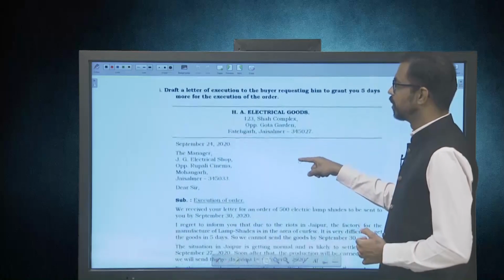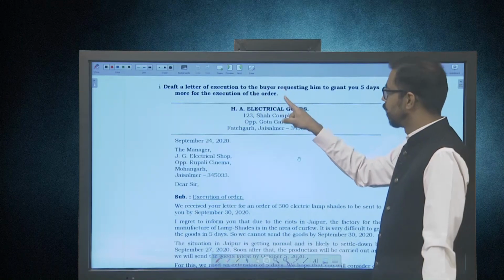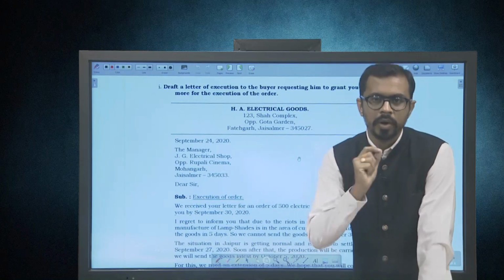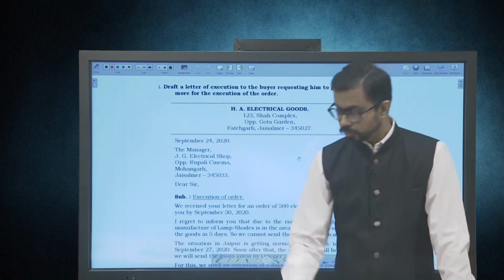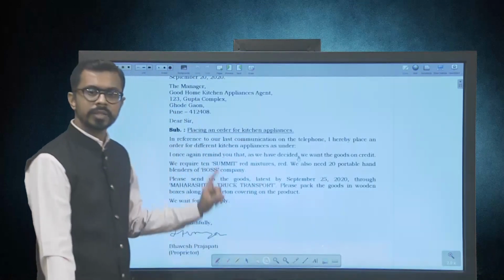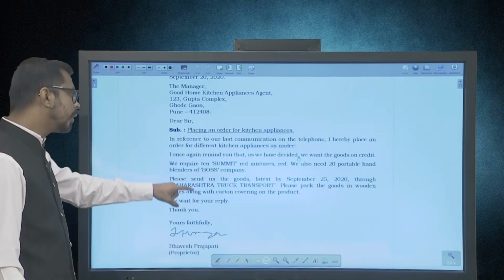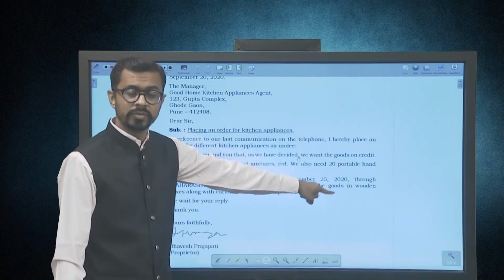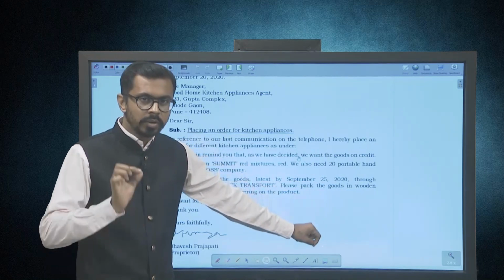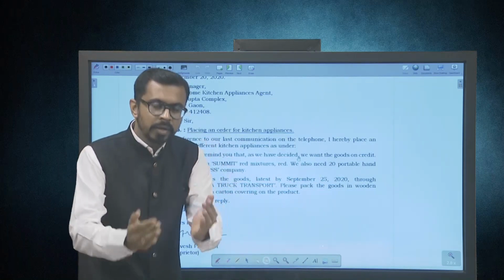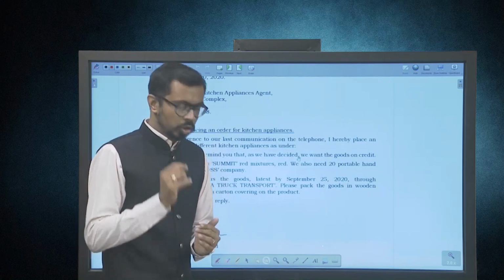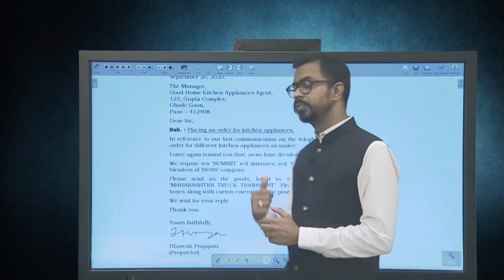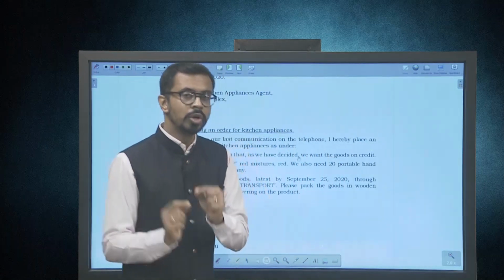The first one: draft a letter of execution to the buyer requesting him to grant you 5 days more for the execution of the order. Just look here. This is the order letter. It mentions that please send us the goods latest by September 25, 2020. But when you receive the order, you know that you won't be able to make it before September 25, 2020. So what do you do? You write a letter.